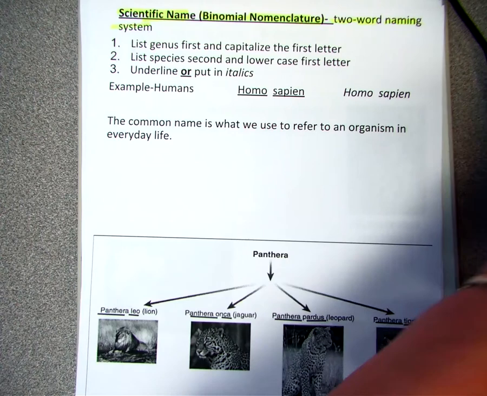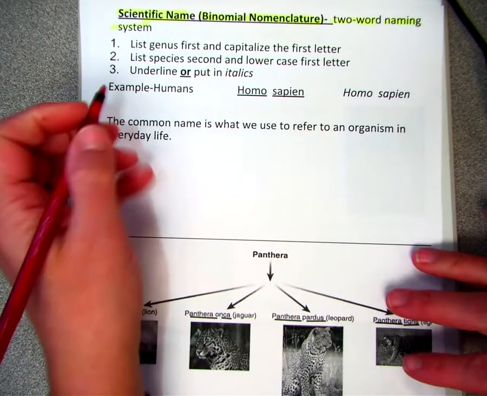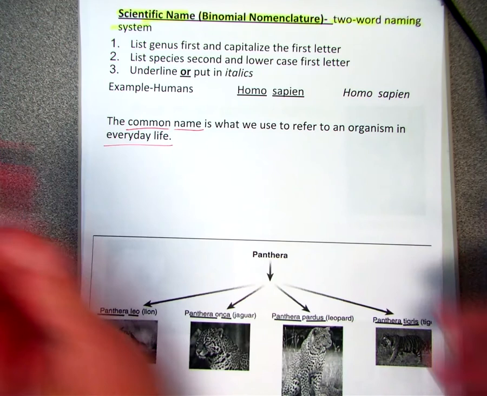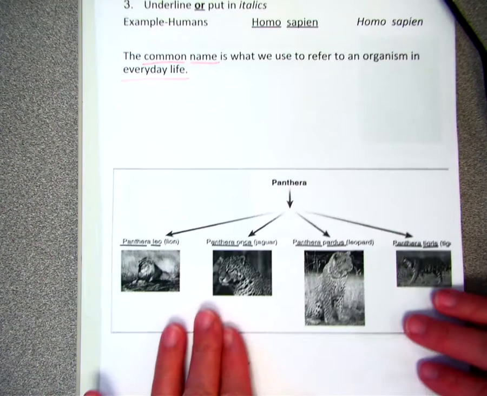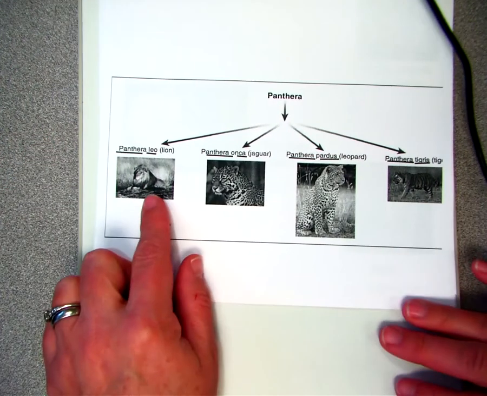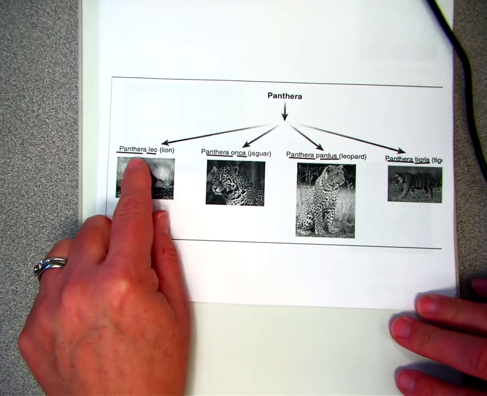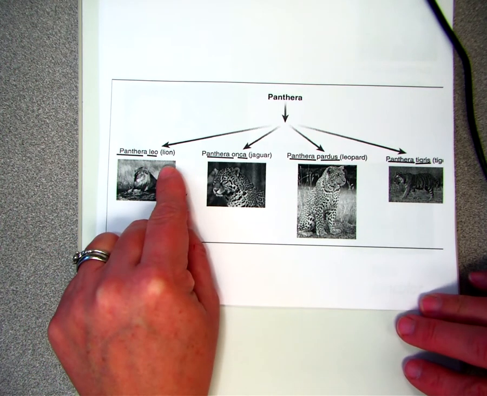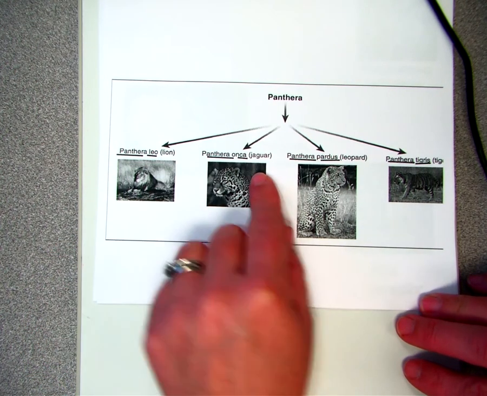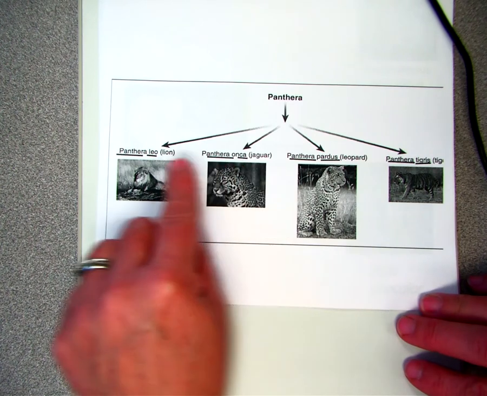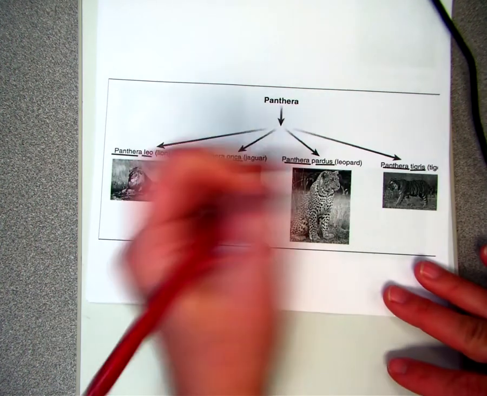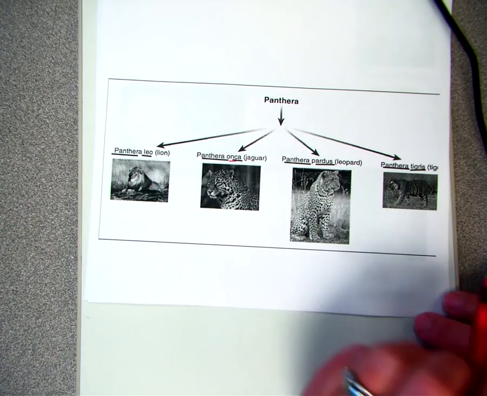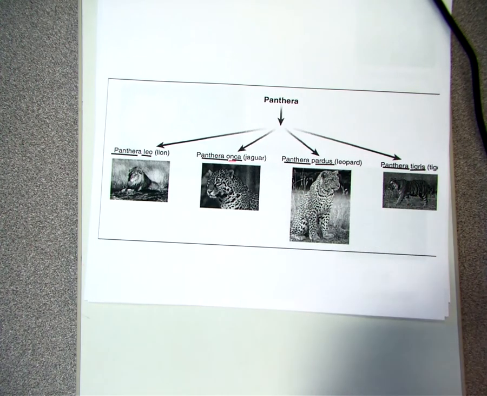When we refer to the common name, that is what we use in everyday life. So let me show you some common names. You're used to calling that a lion, but technically the scientific name is Panthera leo. You can use the common name, which is fine. Jaguar, Panthera onca, and these little lines should be right under it. Panthera pardus, the leopard. The tiger, Panthera tigris.